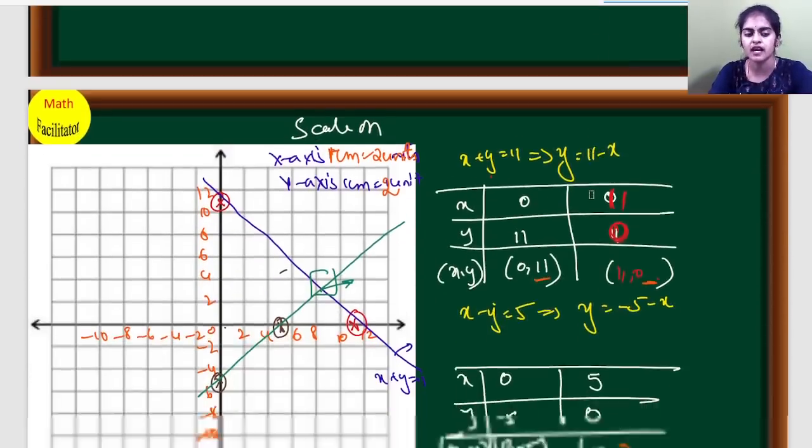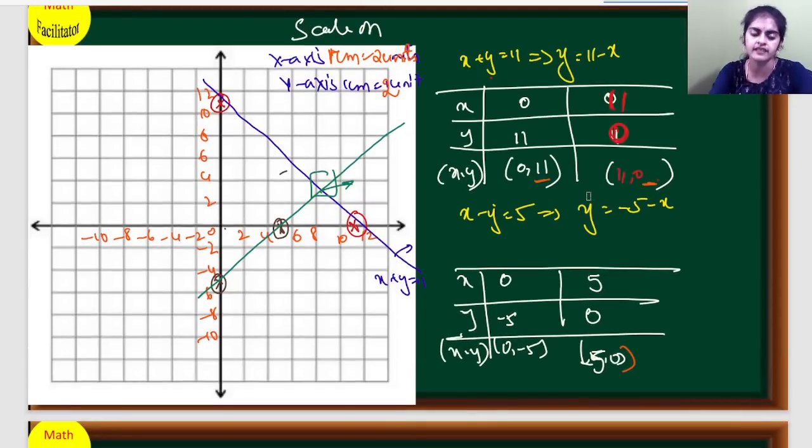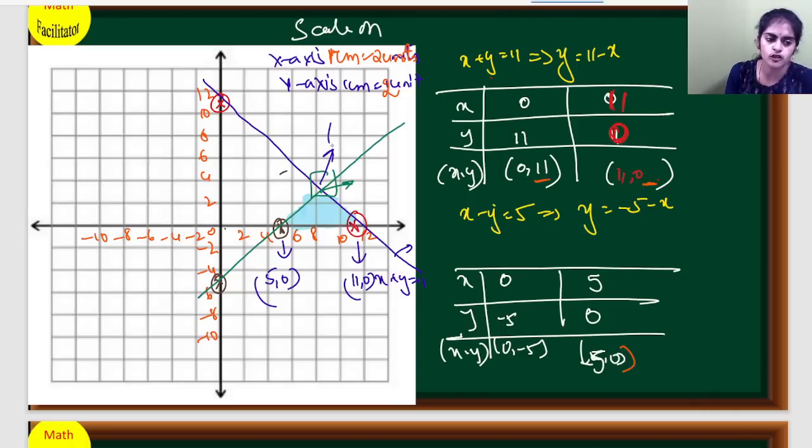And for drawing graphs of a linear equation, you just need two values and the solution will be nothing but the point of intersection. And sometimes in the question they will ask you to shade the triangular region between the lines and the x-axis. So this is the triangular region between the lines and the x-axis. If they're asking you to shade, this is how you have to shade. And this point is nothing but 5, 0. This point, if they're asking you, it is 11, 0. And this point is nothing but your solution point. Okay, so if they're asking you to shade the region and identify the triangle, that is how you do.